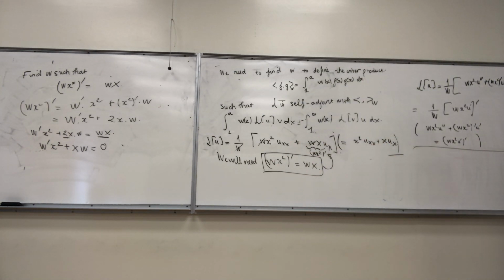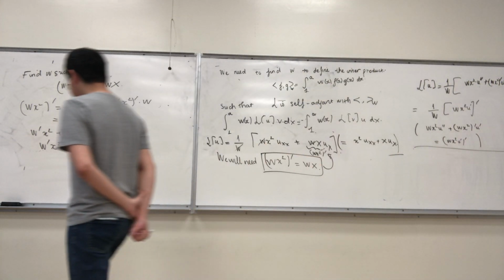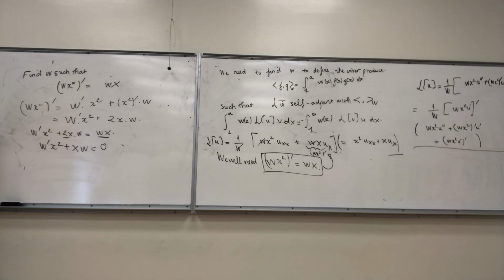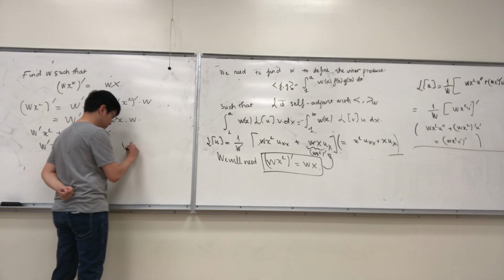Now how can we solve this equation? Eigenvalue problem? No, this is not an eigenvalue problem. This is a first order differential equation, right? How do you solve it? We know it from the previous class. So what is the trick? Characteristic equation? No, it's not characteristic. You have W prime x squared plus xW is 0. How do you solve this first order differential equation?